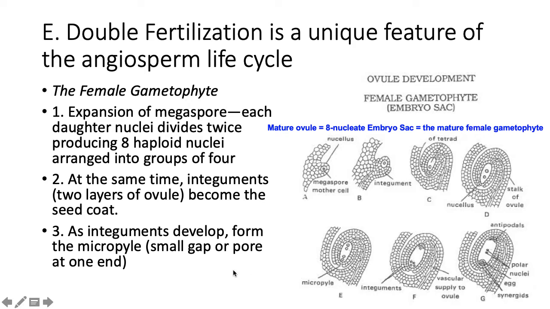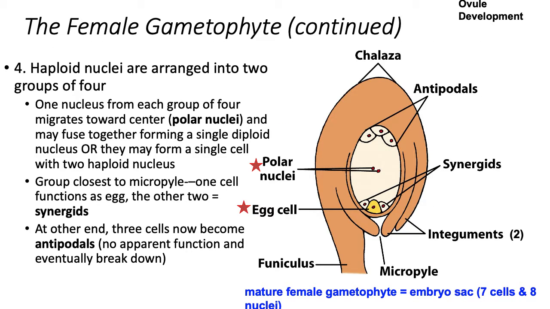Okay, but we're not done yet. Now we're going to focus in on these haploid cells and why they are on opposite ends of the poles. You can see that they are arranged in 2 groups of 4, but they're not going to stay that way for long. From each group, there were 4 here and 4 here, they're going to send 1 towards the center. So 1 nucleus from each group of 4 migrates towards the center.